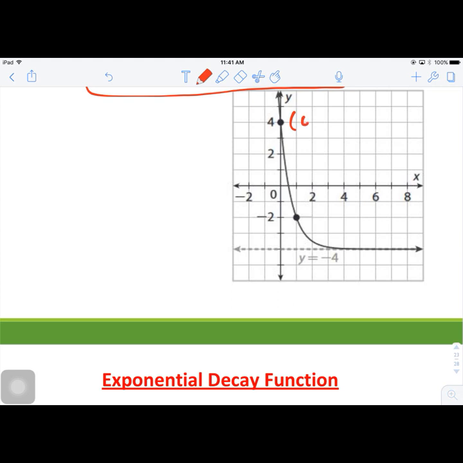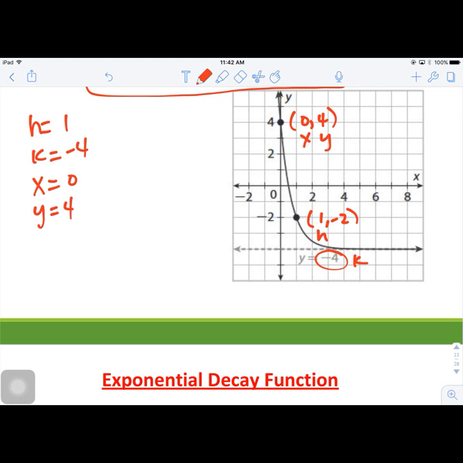We have the 2 points that are identified: 0, 4, and 1, negative 2. So again, the point that is closest to the asymptote is going to give h of 1, and then we have k is negative 4. So we have h equals 1, k equals negative 4, and then the other point is x and y. So we have x equals 0, y equals 4.